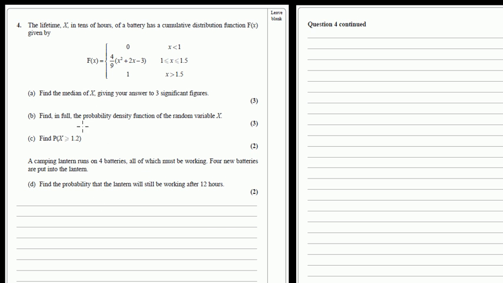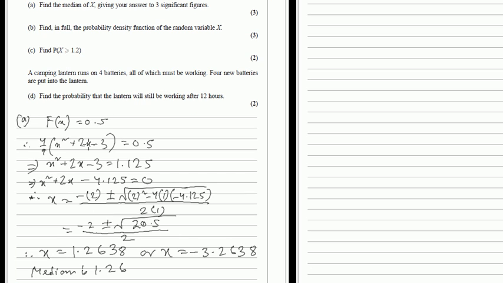This is a general continuous random variable sum. So we have a CDF given, we have to find the median. The formula is CDF equals 0.5, so Fx equals 0.5, therefore 4 by 9 x square plus 2x minus 3 equals 0.5. Let's solve this equation.